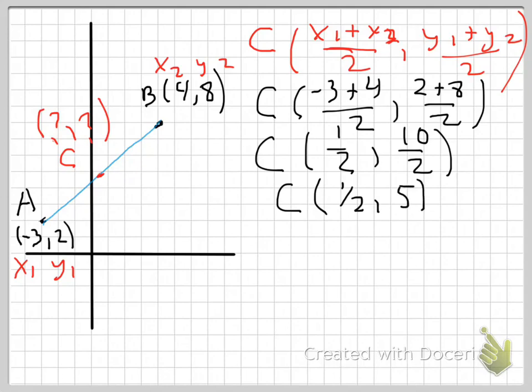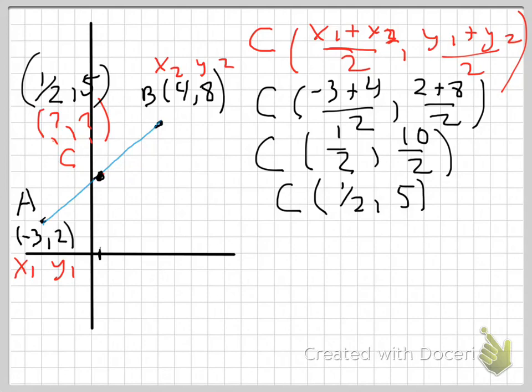So where's 1/2? 1/2 is right here. And when I go up, I want to go up 5, and that's kind of close to where I approximate. It's right there. Okay, so I drew it fairly straight, and it's right there. So I know that this is now 1/2, 5 for point C. Okay, but that's only half the battle. We need to get the distance.